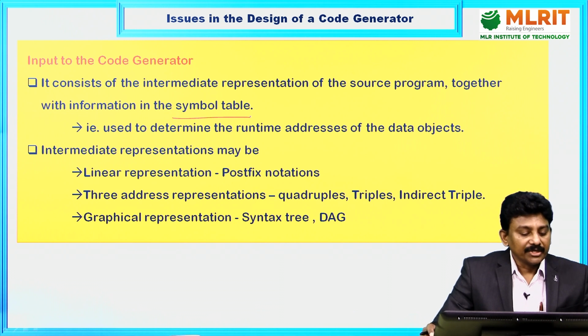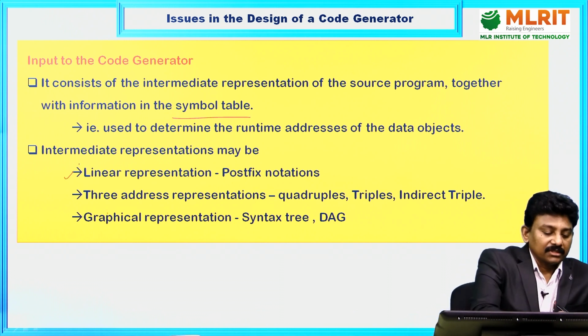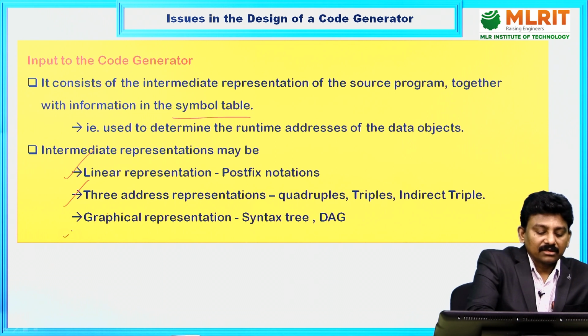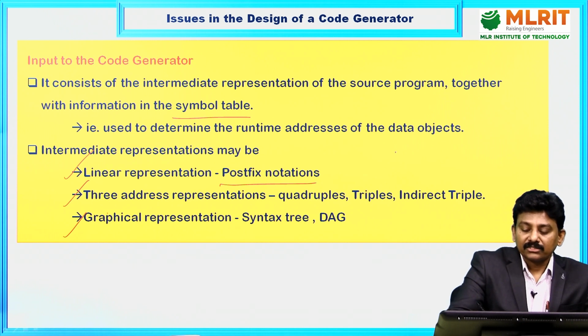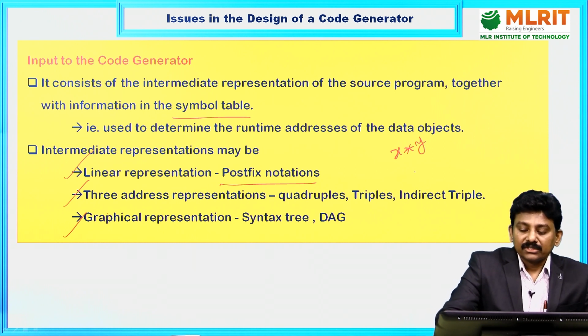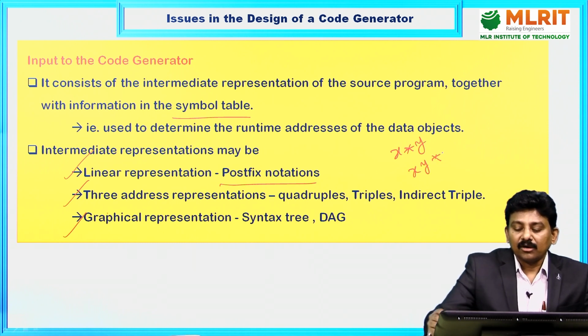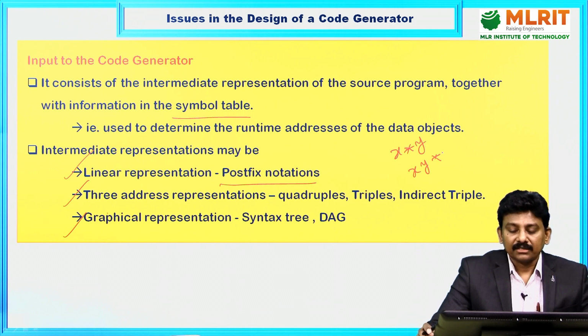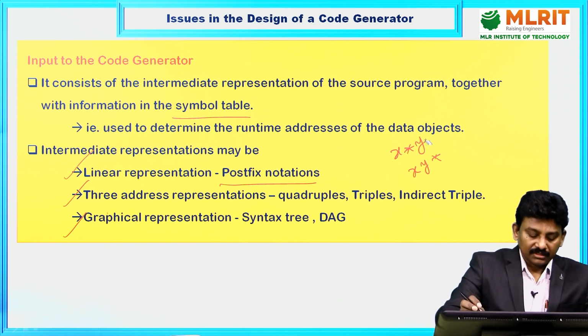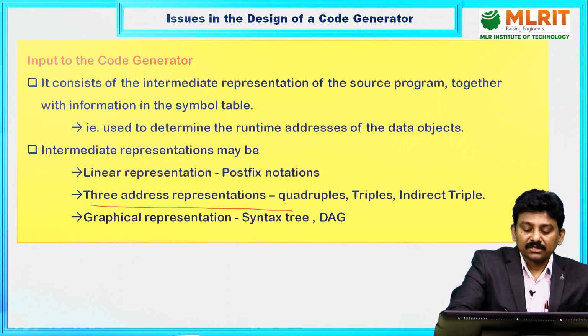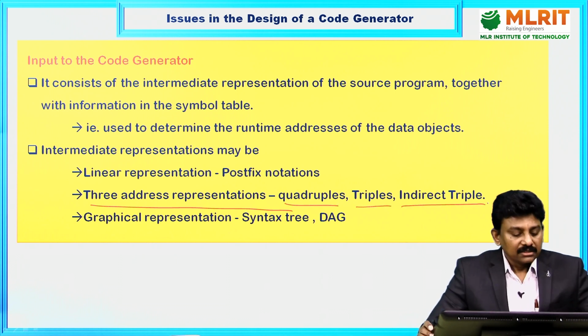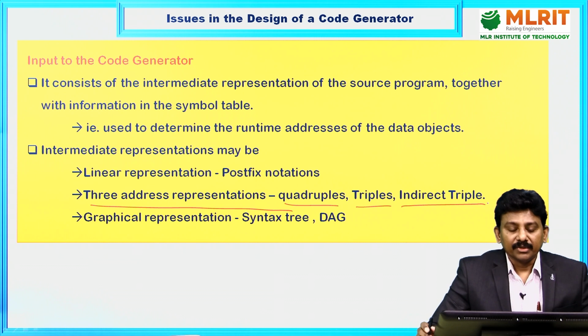Next, intermediate representations may be 3 types: linear representation, 3 address representation, graphical representation. Linear representation is postfix notation. For example, x star y is an expression. The postfix notation will be x y star, that is, operator appears after operands. Then 3 address representations are quadruples, triples and indirect triples. 3 address statements are implemented by using these 3 types.